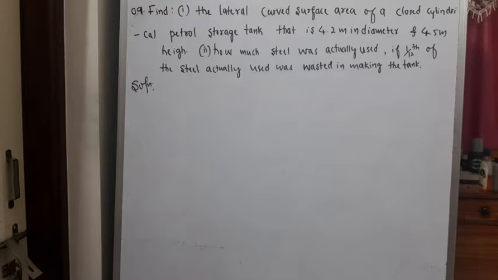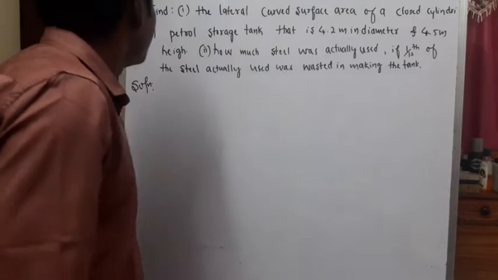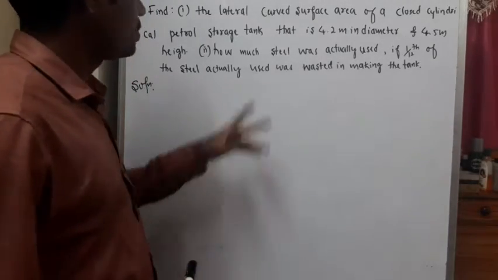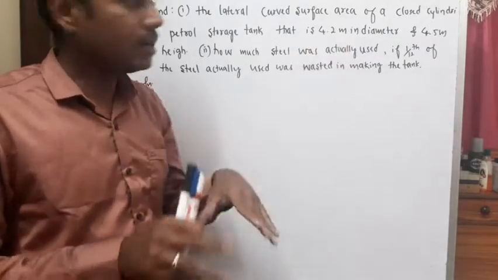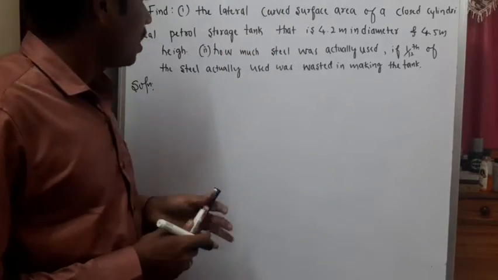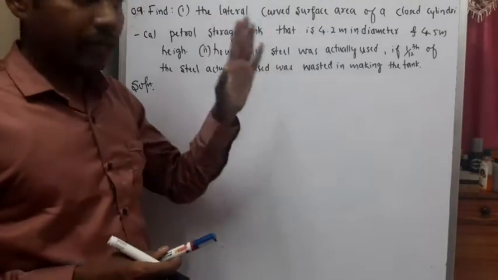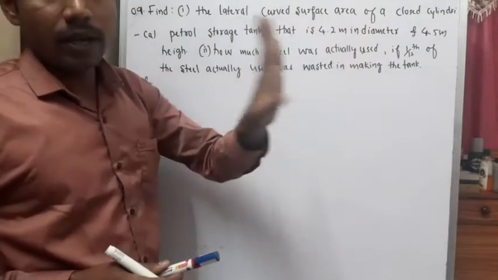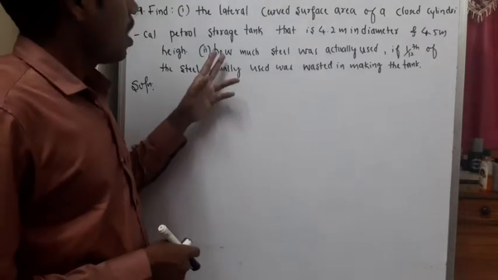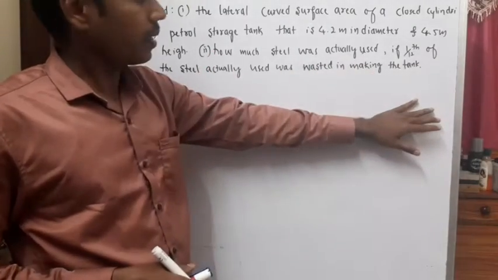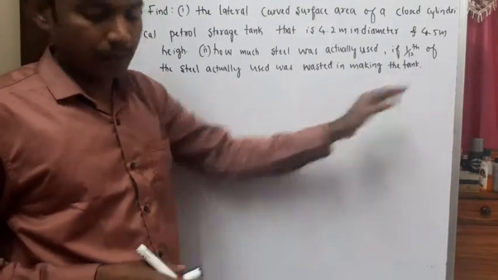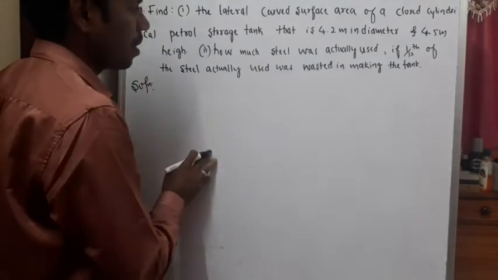So the ninth question. What does it state? Find the lateral curved surface area of a closed cylindrical petrol storage tank that is 4.2 meter in diameter and 4.5 meter in height. How much steel? We need to find only the curved surface area of a closed cylindrical storage tank. Then the second question: how much steel was actually used if 1/12 of the steel actually used was wasted in making the tank? Okay.